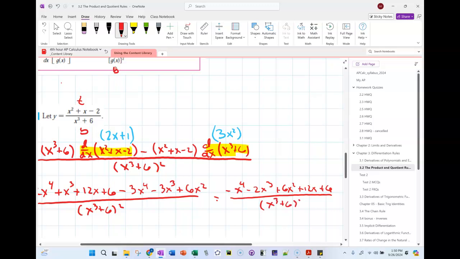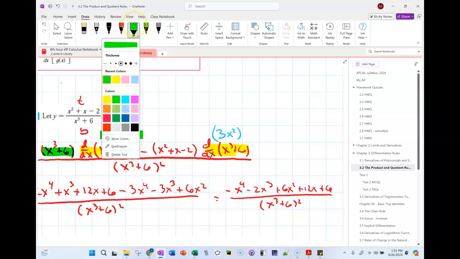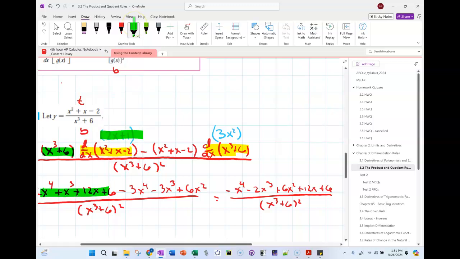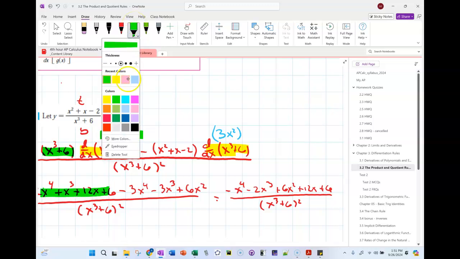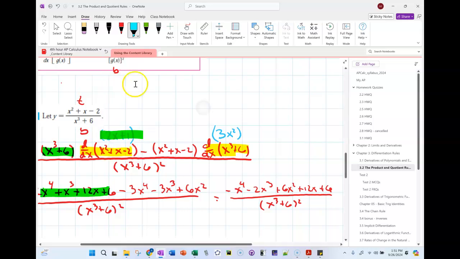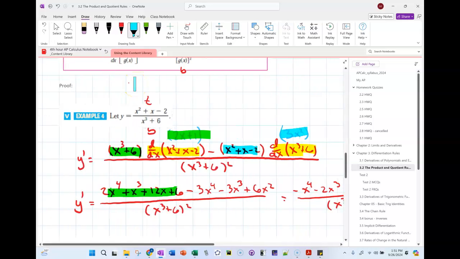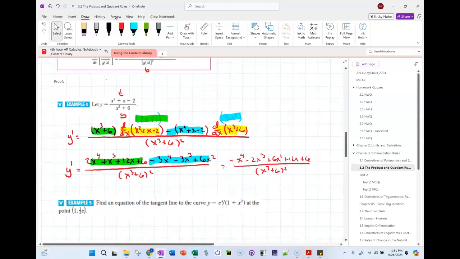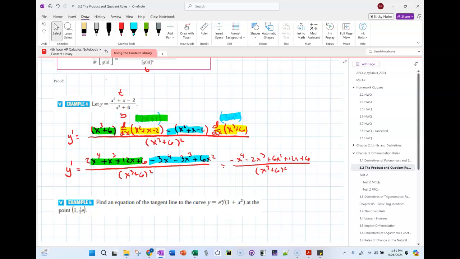Which parts did I FOIL? So I FOILed the two sets of parentheses that are multiplied together to get that chunk. And then I would have multiplied, or really just distributed, to get that stuff. But I had to make sure I pushed the negative sign through. Does that feel good? Okay. So that gives me that.